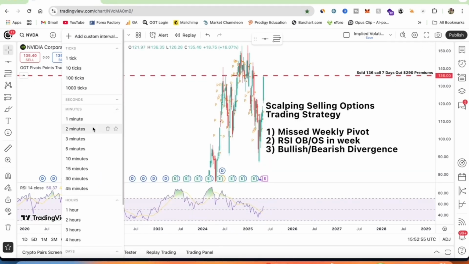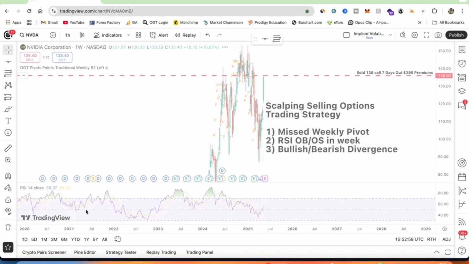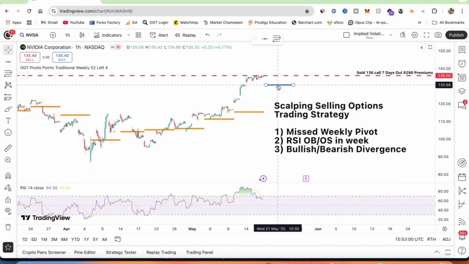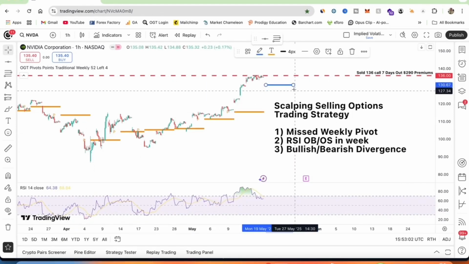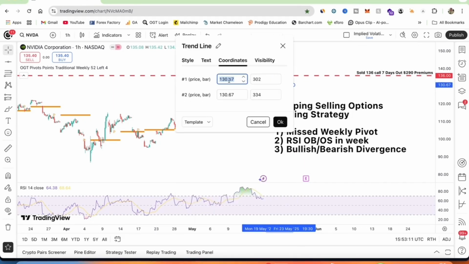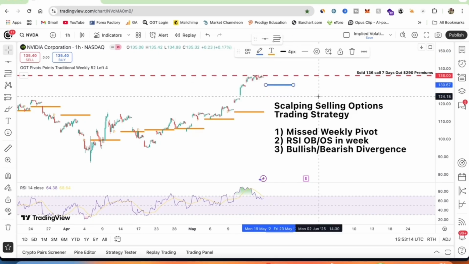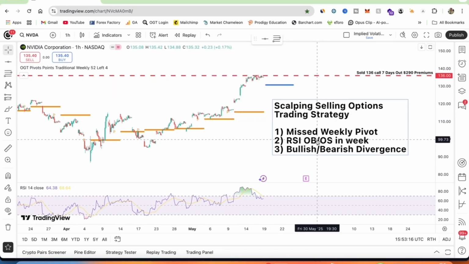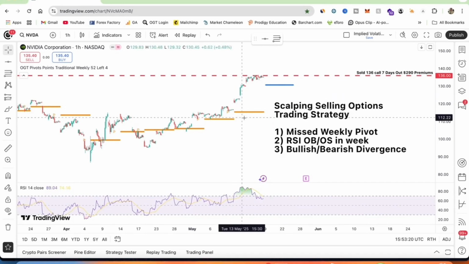So what that's going to do is it tells you, because again the week's finish, if I double click on this, I can actually get into here, coordinates. You can see I've got 130.67 on here. So I've drawn out next week's pivot. So step one, what we want to do is identify that we have a missed pivot point.